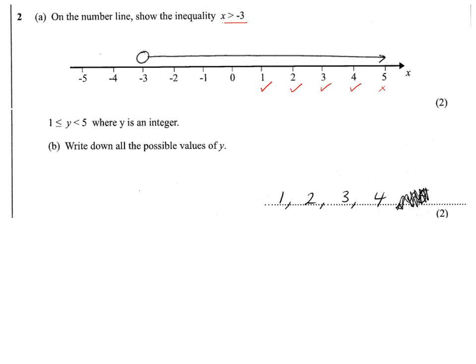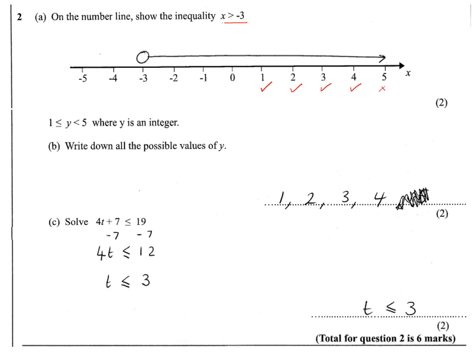Part C, we need to solve this inequality. Solve it as you would an equation, but make sure you keep that inequality sign as it is. First thing is we're going to subtract 7 from both sides, which gives us 4t less than or equal to 12. Then divide both sides by 4. We'll get t is less than or equal to 3.